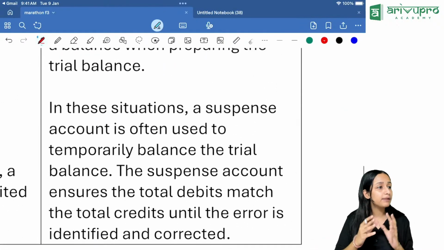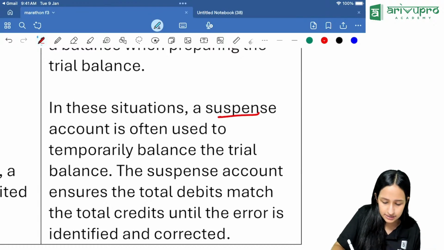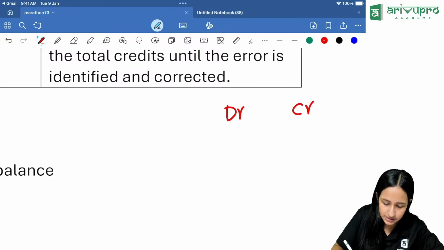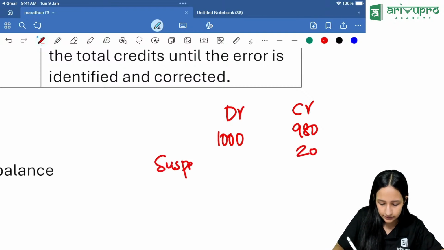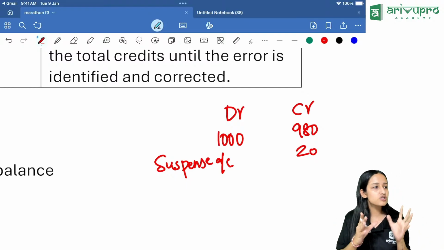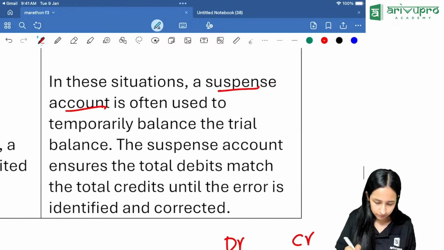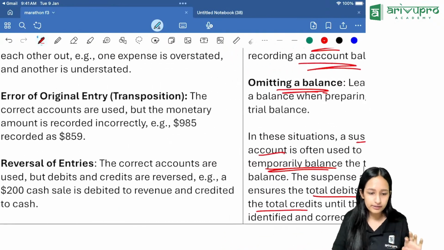So whenever the trial balance does not tally, just for the timing to make it tally, we'll create something called a suspense account. For example, we have the debit side and the credit side. Debit side is 1000, credit side is 980. Now there's a difference of 20 in the credit account, so we will add it to the credit side and call it the suspense account. Until we figure out what that is, this is going to be our bowl to keep it in. Okay, that's the suspense account. It's a temporary account. It ensures that total debits and total credits match until the actual error is figured out.